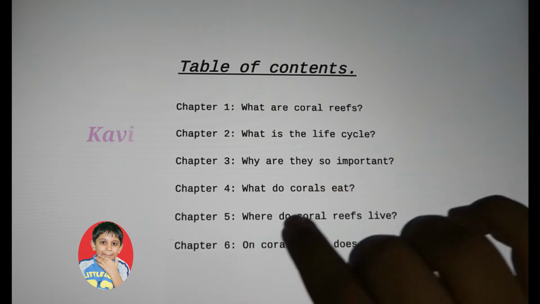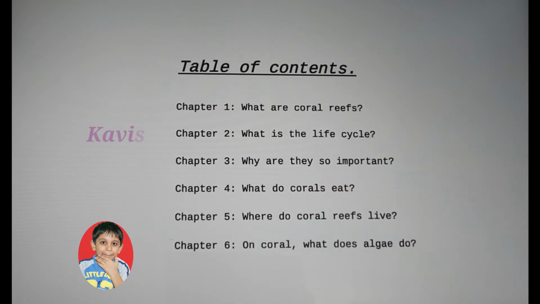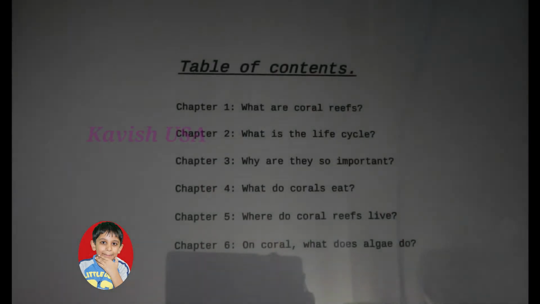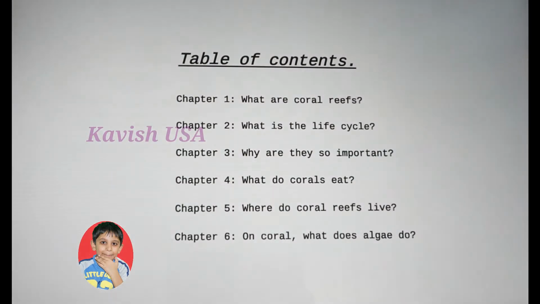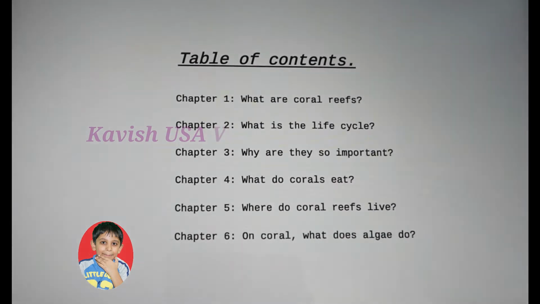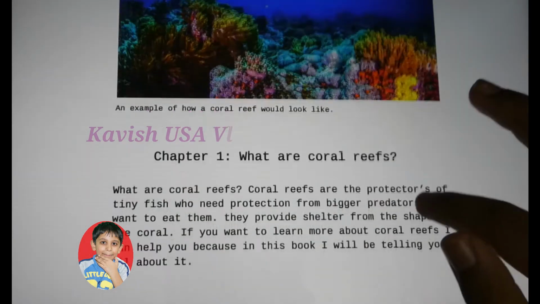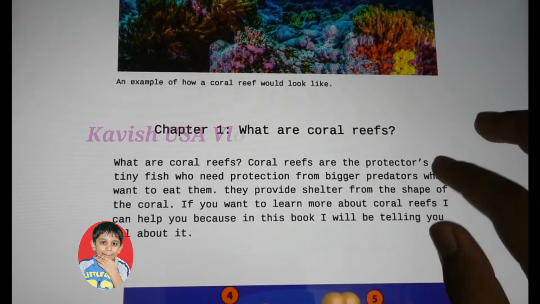Okay, chapter 1, what are coral reefs? Chapter 2, what is the life cycle? Chapter 3, why are they so important? Chapter 4, what do corals eat? That's actually a fact. Coral reefs can actually eat plant things. Chapter 5, where do coral reefs live? Chapter 6, on coral, what does algae do? Okay, let's start. Chapter 1, what are coral reefs?